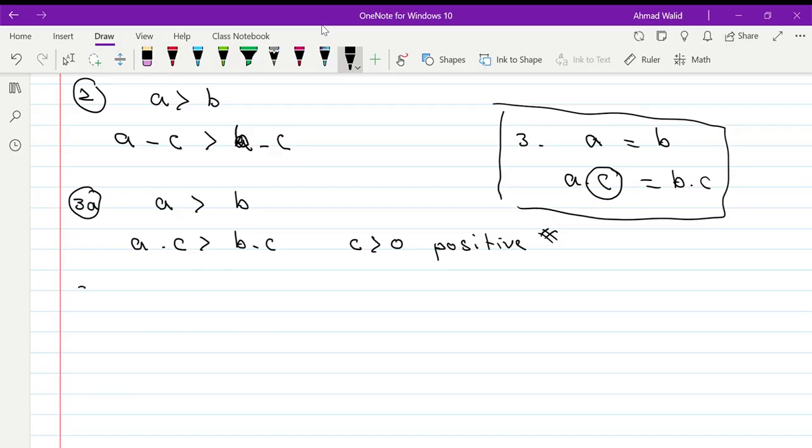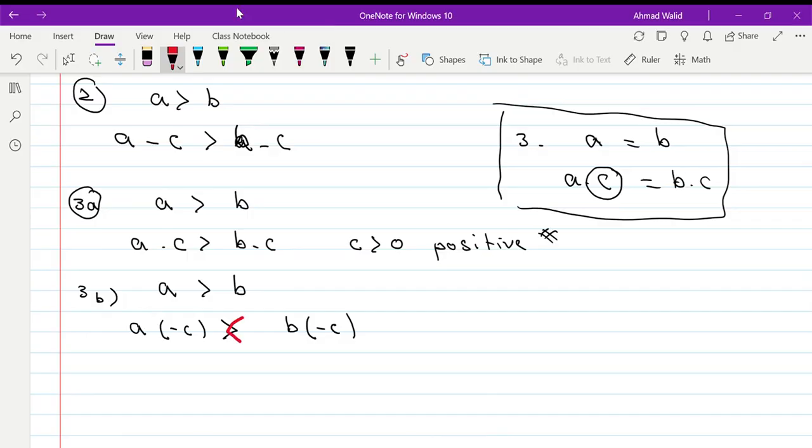Look, I'll name it rule 3b. If I have A greater than B, if I multiply A with the negative C, based on the rule, I have to multiply B also with the negative C. Here, I will tell you, flip the sign.